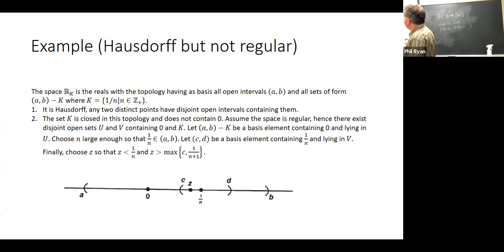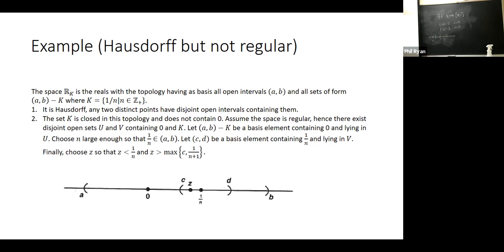Then this space is definitely Hausdorff, right? Because if we have two distinct points x and y, then we can find two basis elements of this type that surround them and are disjoint. So that's no problem.